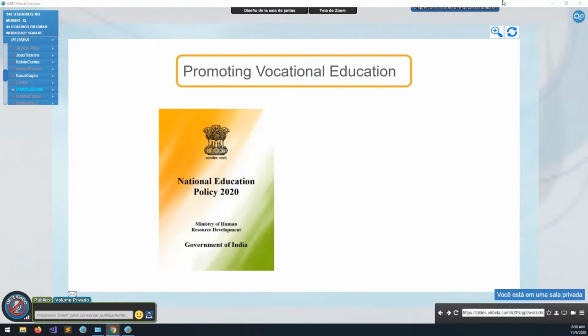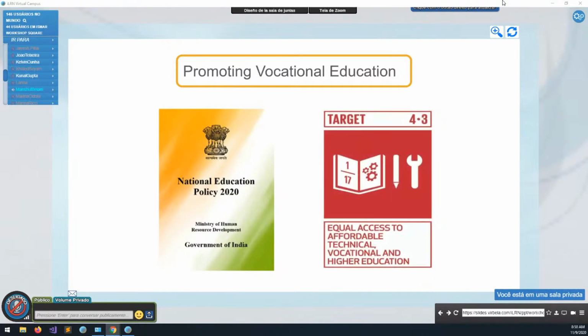In fact, globally also, Sustainable Development Goal 4.3 talks about equal access to affordable technical, vocational, and higher education. So we can see the importance of vocational education being realized in the national as well as global scenario. However, to implement these provisions, it has become crucial to look for scalable and effective pedagogical aids to get them into the existing learning systems.